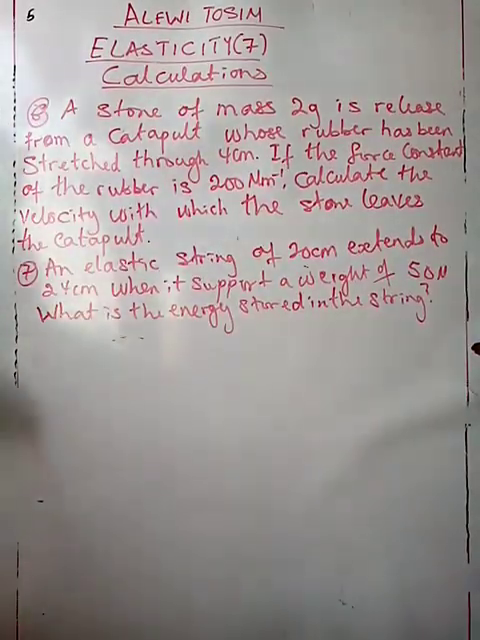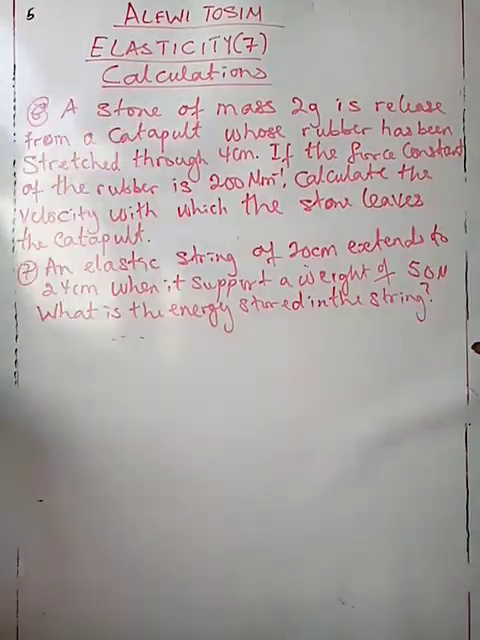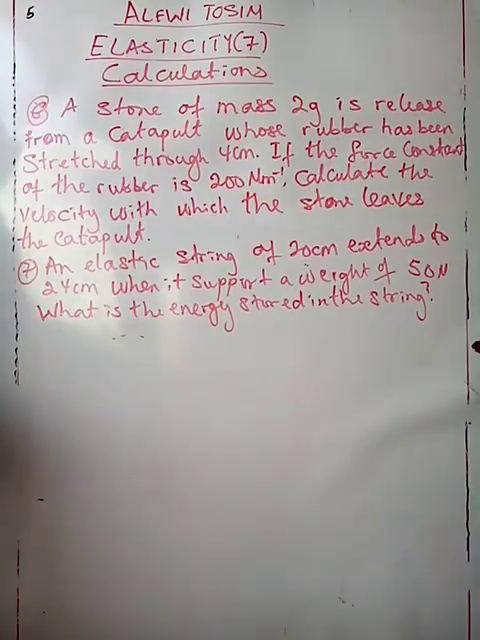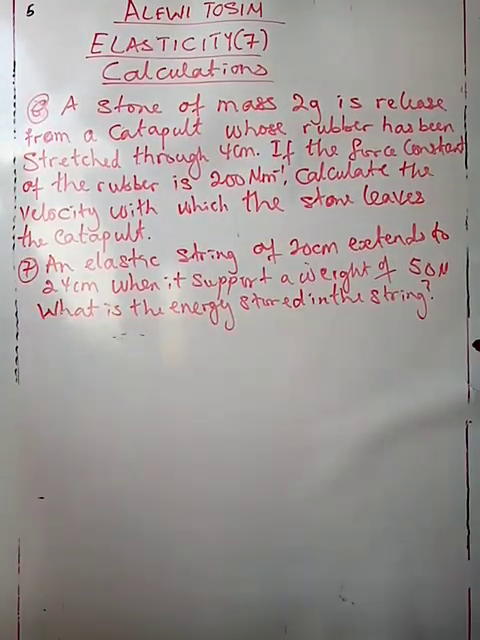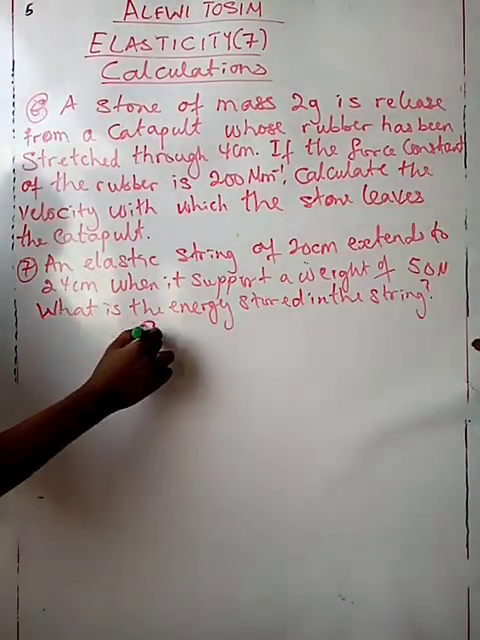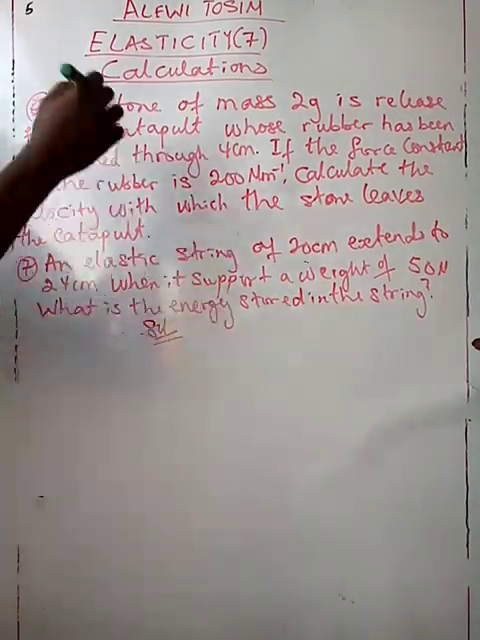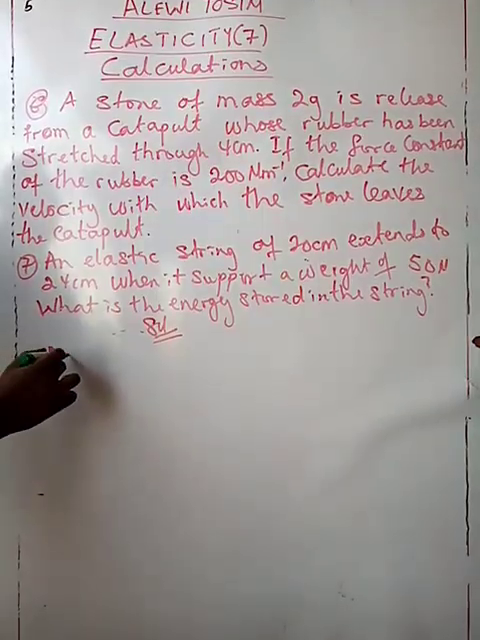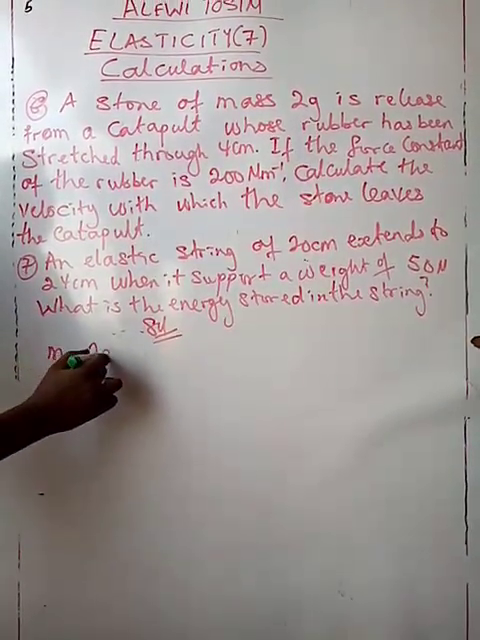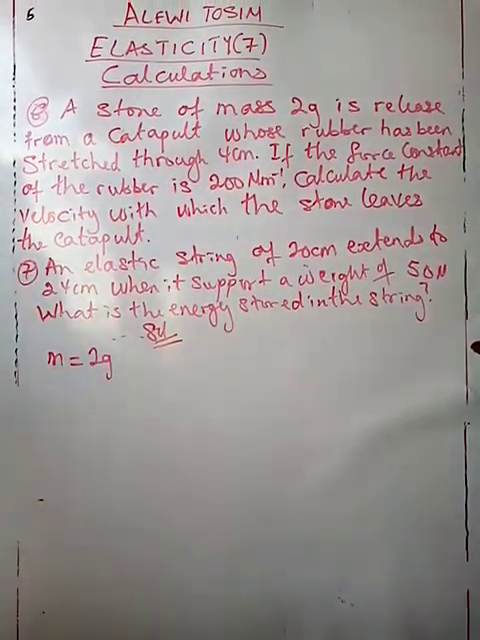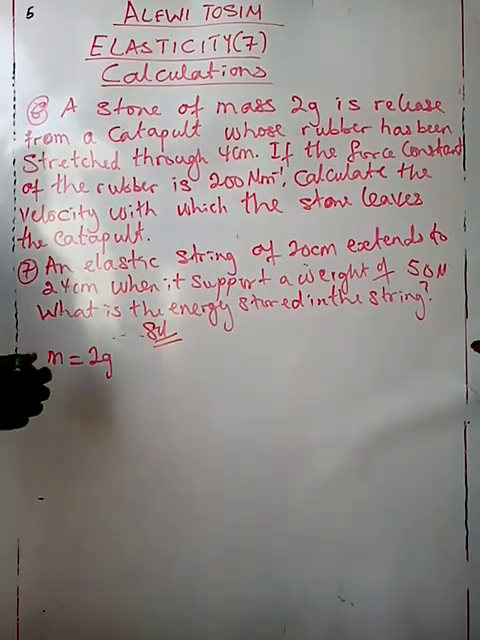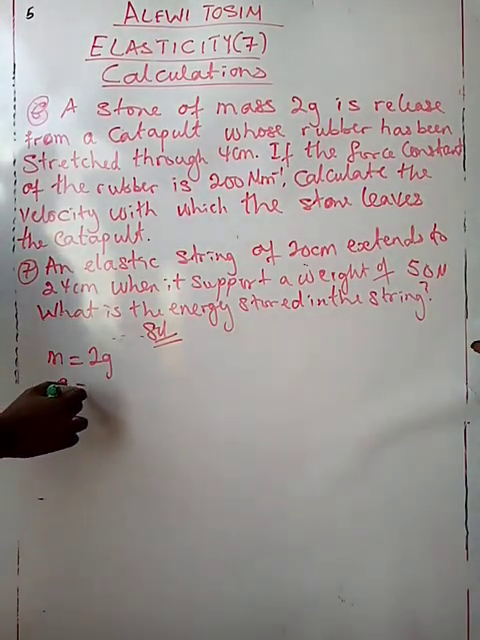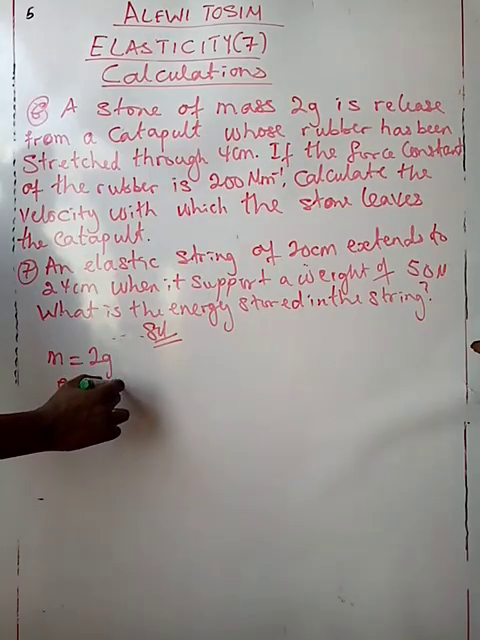Now, a stone of mass 2 grams is released from a catapult whose rubber has been stretched through 4 centimeters. Solution: a stone of mass, now we are given our mass m as 2 grams, is released from a catapult whose rubber has been stretched through 4 centimeters. That means the extension is 4 centimeters.